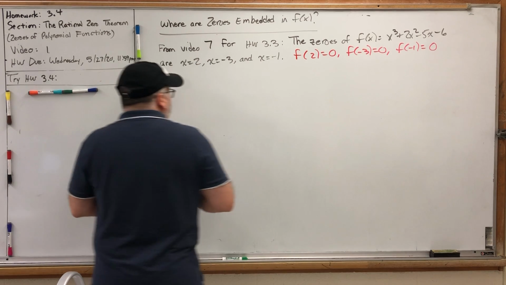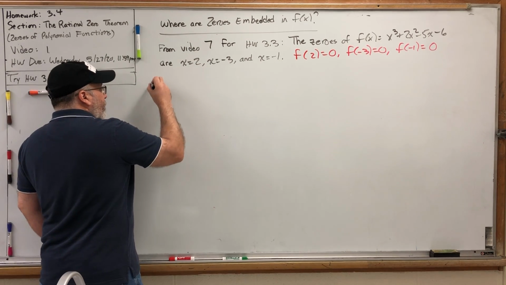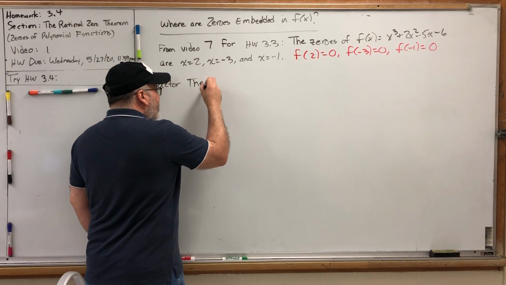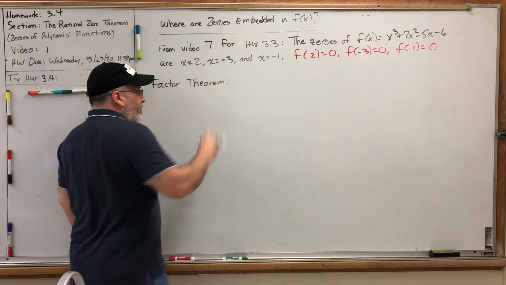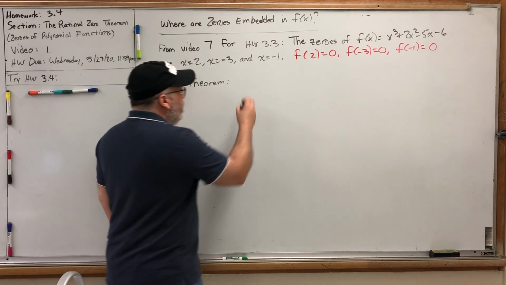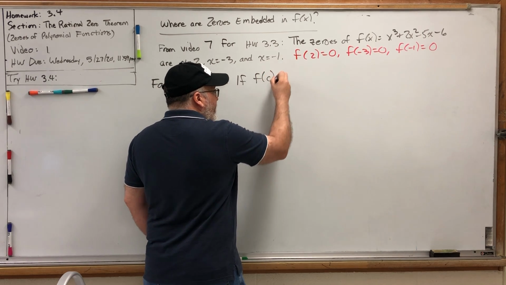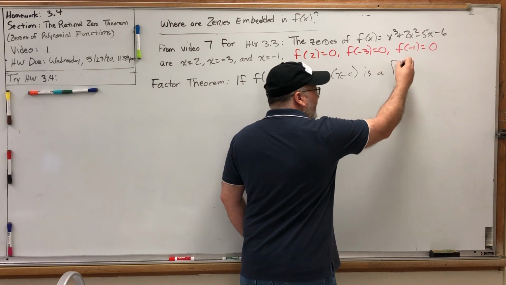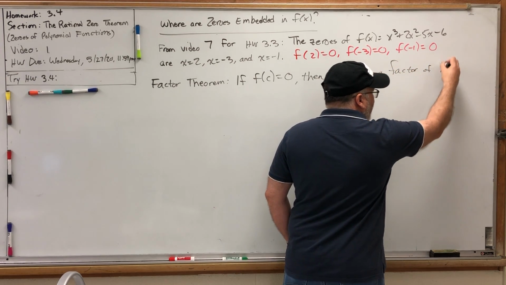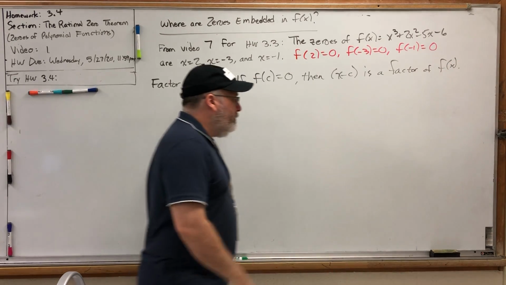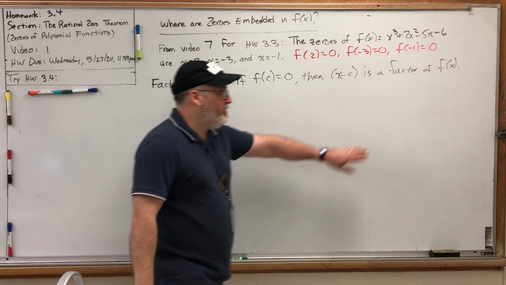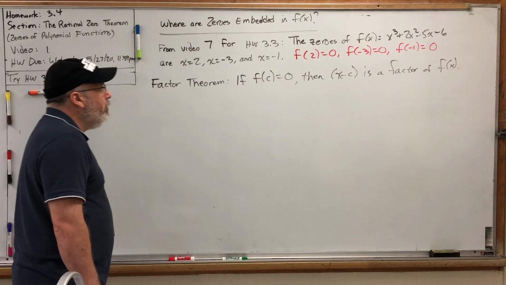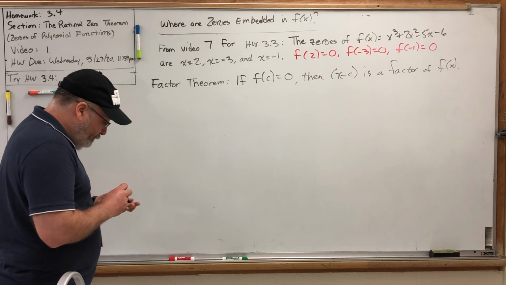Now, how are we going to do that? Well, we're going to take advantage of the factor theorem. The factor theorem said the following are equivalent, but I'm not going to list all of them. I'm just going to list something that we can take advantage of. If f of c equals 0, then x minus c is a factor of f of x. The third part of the equivalency was f of x divided by x minus c has a remainder of 0. We can use this to our advantage.